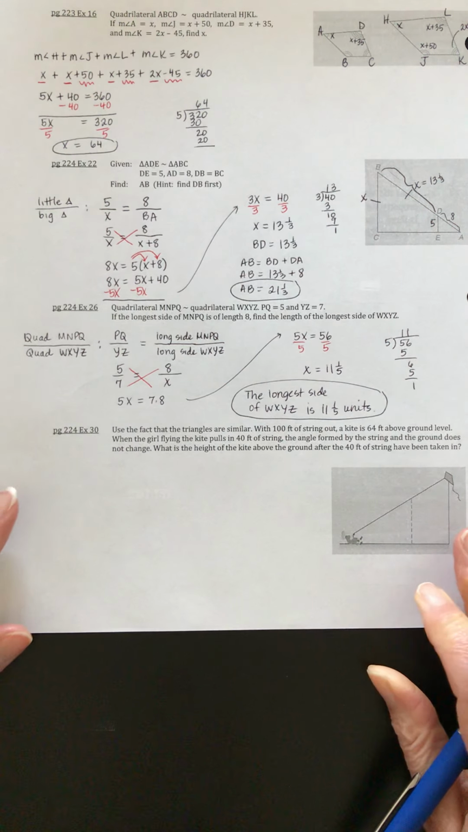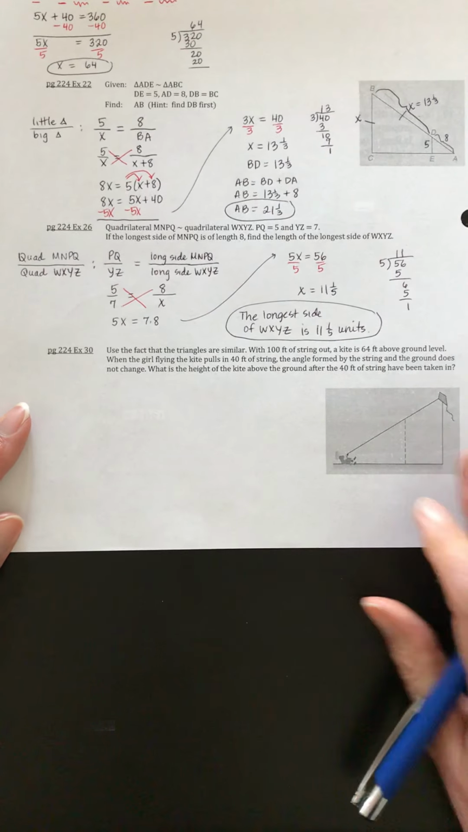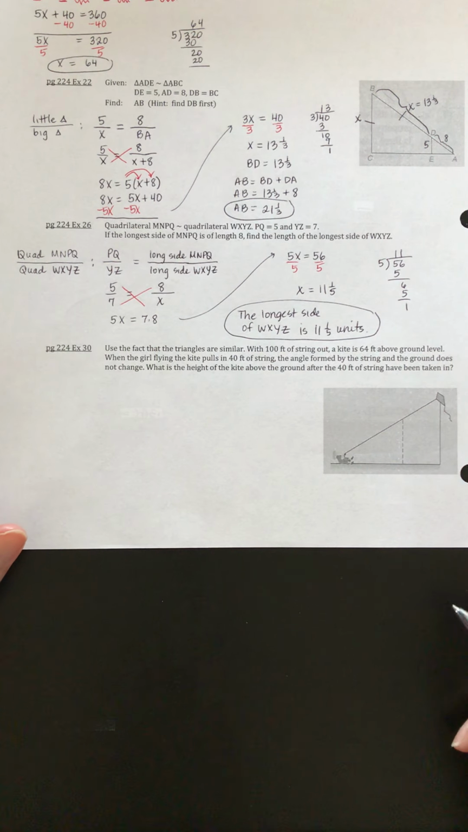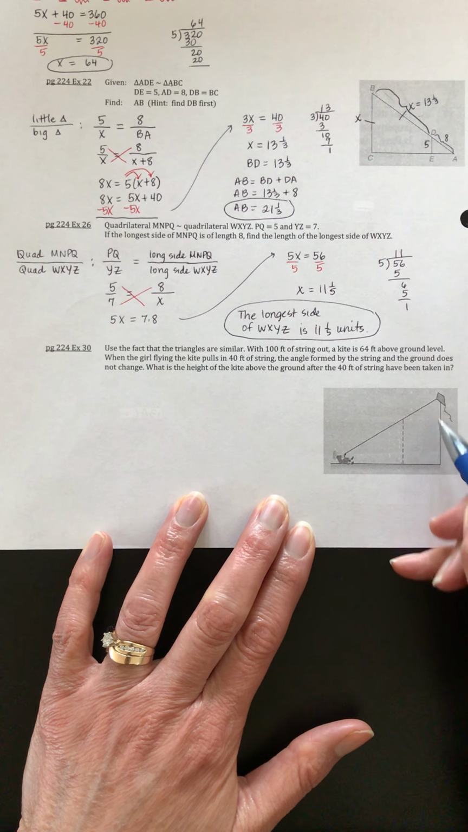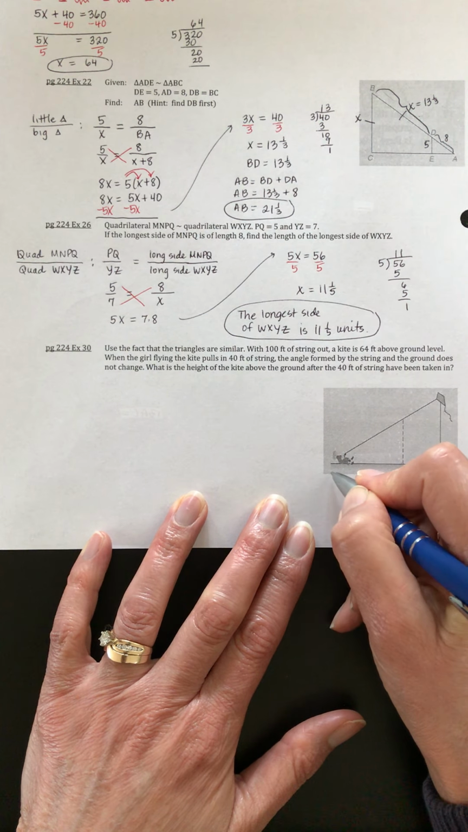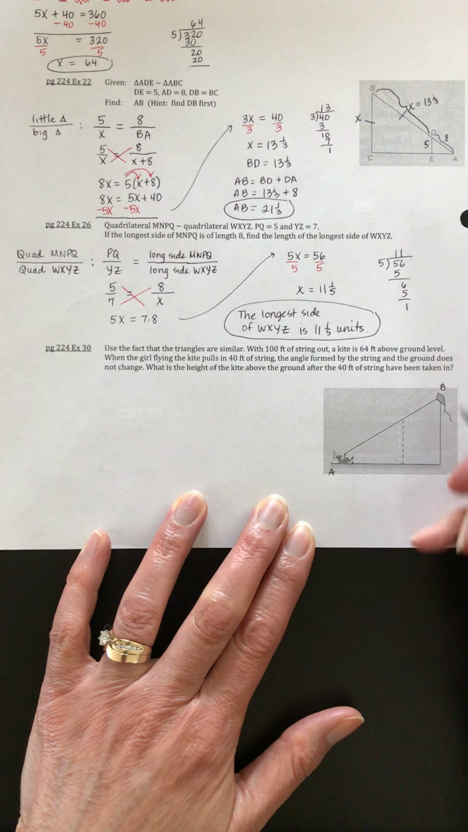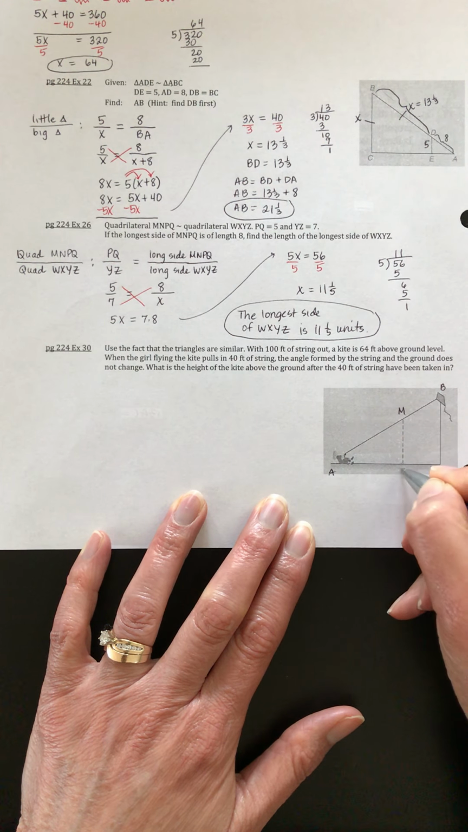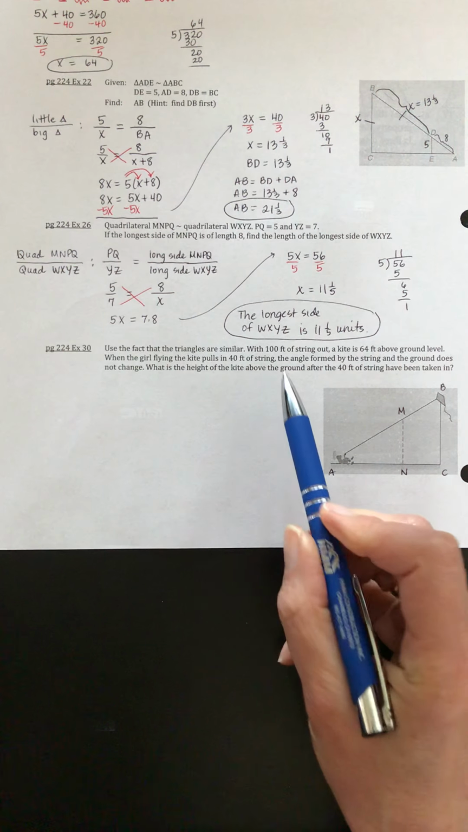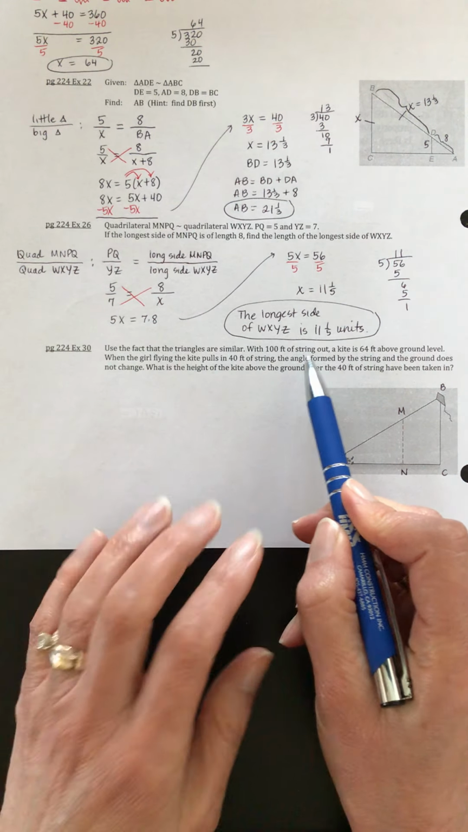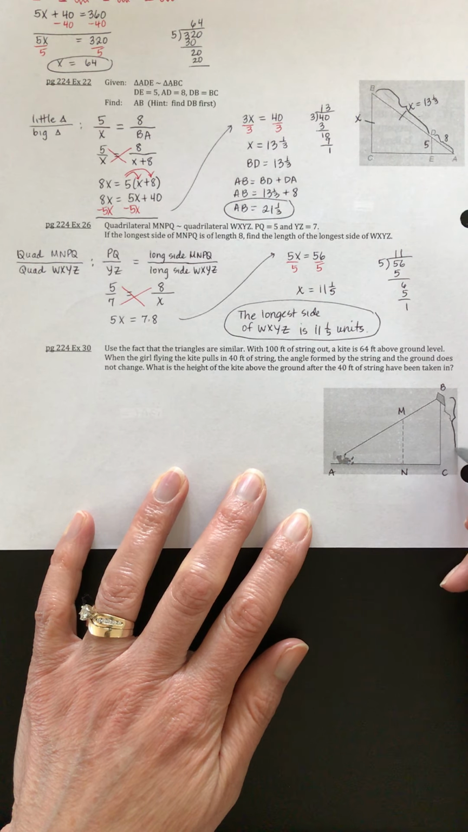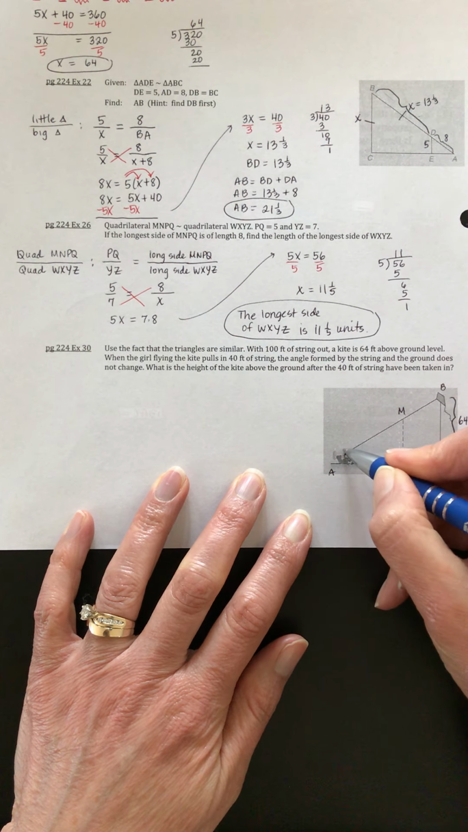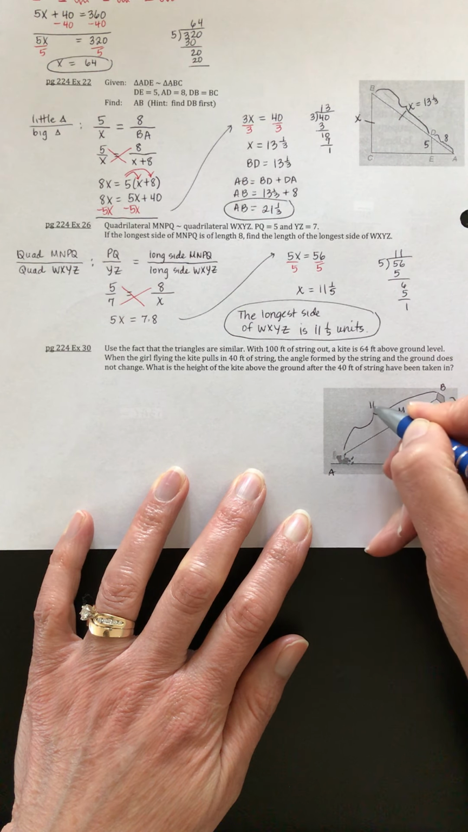That's the answer there. Okay, last problem from section 5.2. Use the fact that the triangles are similar. So this triangle here is similar to this triangle here. And just so we can talk about it, I'm going to write A, B, C, and M, and N. That'll make it easier for us. Okay, with 100 feet of string out, a kite is 64 feet above the ground level. So 64 feet above the ground level, that has to be that. And 100 feet of string out. So this whole thing has to be 100.